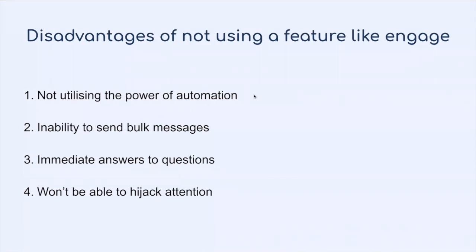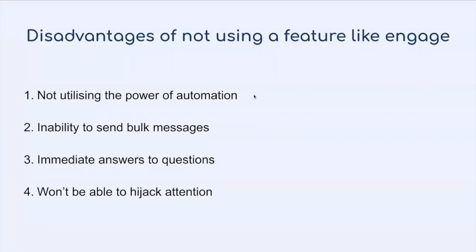All right, let's talk about some of the disadvantages of not using Engage. The first is not utilizing the power of automation. Manually pushing message sequences would be too much work for the customer reps, and Engage can automatically trigger these based on custom parameters that you've set up. So if you're not using Engage, you're losing out on automation. The next is the inability to send bulk messages. With Engage, you can send personalized messages or emails to a lot of people in seconds, and not using Engage would certainly make this task time-consuming.